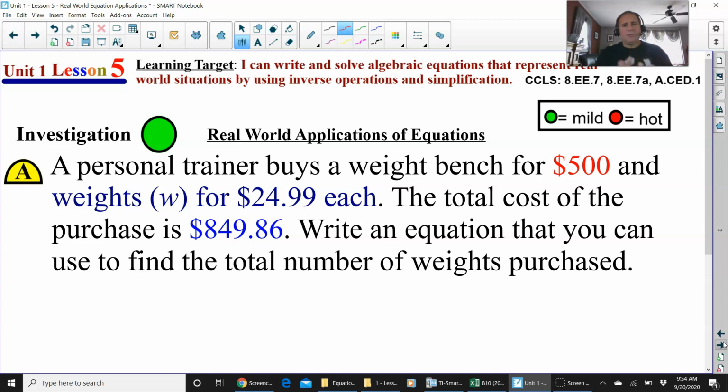Go ahead. A personal trainer buys a weight bench for $500 and weights for $24.99 each. The total cost is $849.86. Write an equation used to find the total number of weights purchased. Just an equation, not something like two companies where you have an equal sign in the middle. This is just a two-step equation. Go ahead, write that equation and solve it. Answer the question. Press pause now.